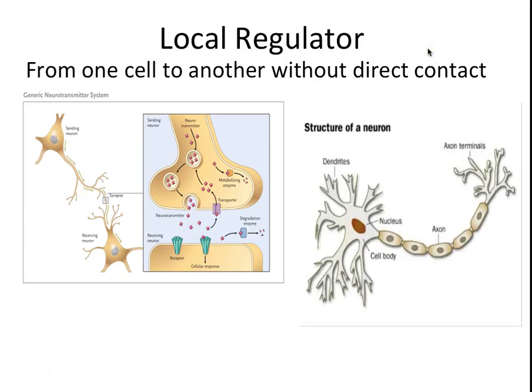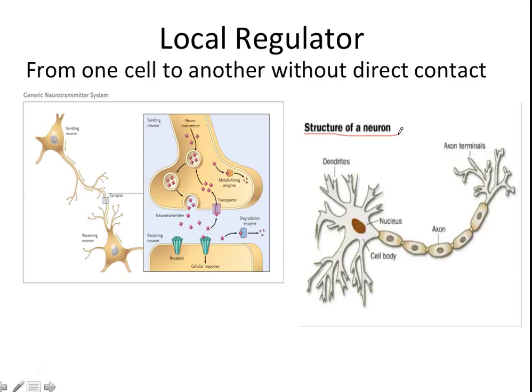So the next one that we're going to talk about is our local regulator. Here, we are talking about cells that are close to each other and sending a message directly to one another, but they are not in direct contact. Our example of this is a neuron. Neurons send messages to and from your brain, so they are super important, from one neuron to another.